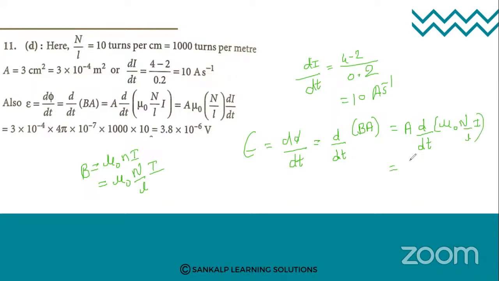If you simplify this, A and mu naught are constant, therefore we will get N upon L also outside. We have only di by dt. So the remaining calculation you can see there. Area is given 3 into 10⁻⁴. Mu naught value we already know from the previous chapter, 4 pi into 10⁻⁷. N by L is 1000 into di by dt will be 10.